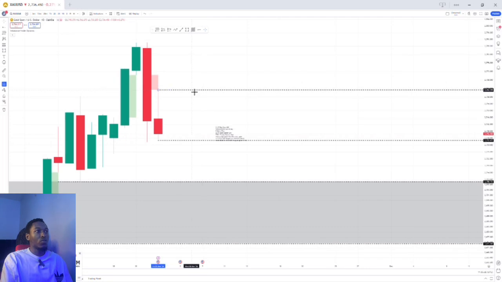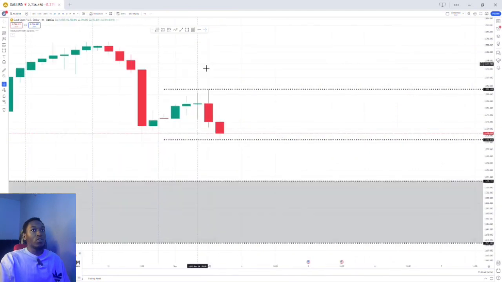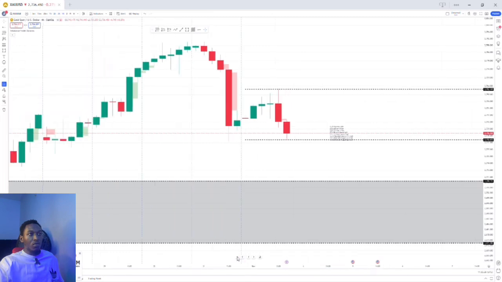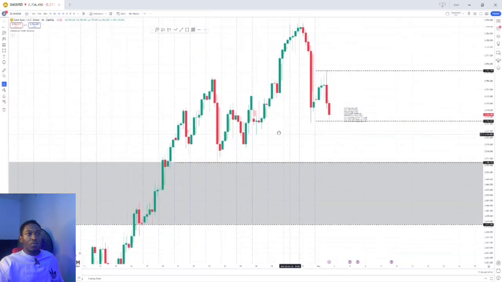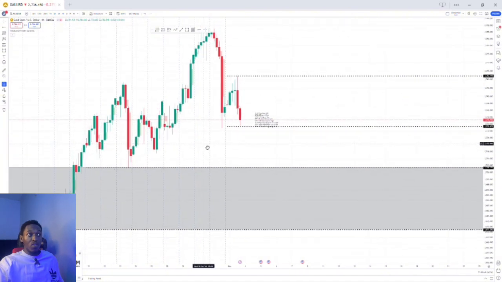So this was the swing low for Friday. You understand me now? This was the swing low for Friday. So moving to the 4-hour time frame, as you can see, remember gold is on a bearish bias. Now this was it.